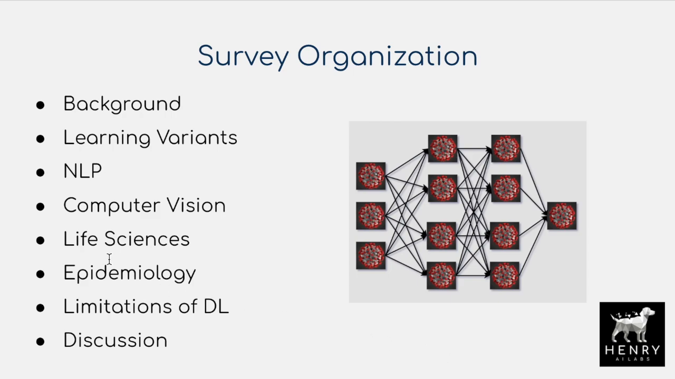Then we'll go through 4 key areas of applications of deep learning: natural language processing, computer vision, life sciences, and epidemiology. Then we'll contextualize this with the limitations of deep learning, where we discuss interpretability, generalization metrics, the challenge of learning from limited labeled datasets, and data privacy. Then we'll end with a discussion on some of the things that I've learned and taken away from this comprehensive literature review of all the different ways deep learning has impacted COVID-19.